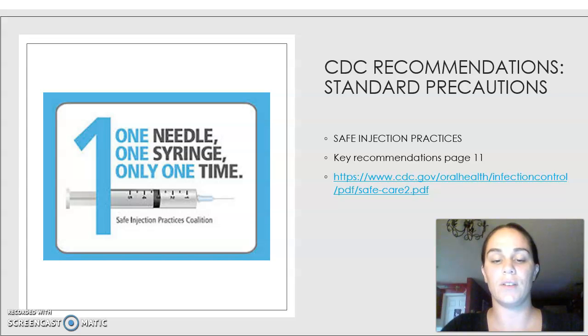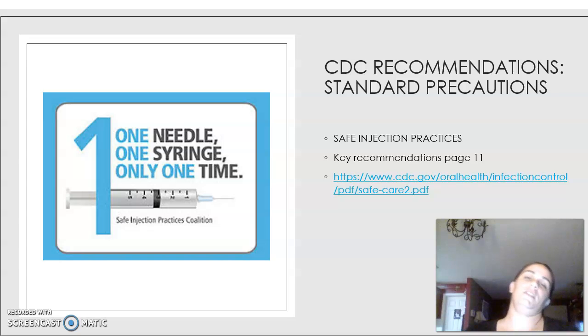Single-use medication vials, ampules, bags, and bottles are not to be used for more than one patient. You do not combine leftover medications. Restrictions for multi-dose vials are explained in the link provided. And do not use fluid infusions or administration sets for more than one patient. Basically, and this poster says it all, one needle, one syringe, only one time.